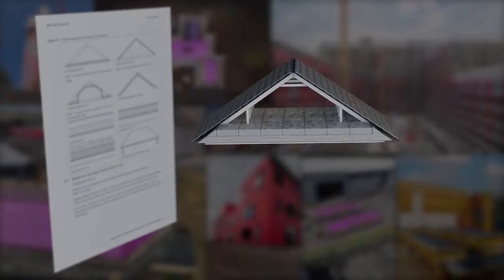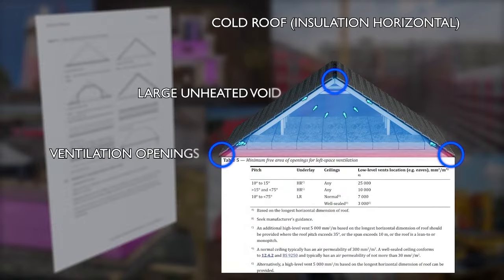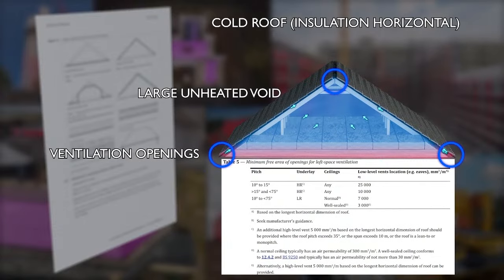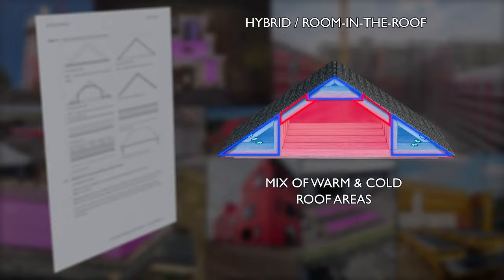In a cold roof where the insulation runs across the ceiling, BS 5250 requires the loft to be ventilated. The ventilated openings at eaves and ridge vary depending on the roof dimensions and can be reduced if a type LR underlay is used, as shown in Table 5. A room in the roof construction with a mixture of both warm and cold roof areas is treated similarly to a cold roof, with ventilation required across both types of roof.